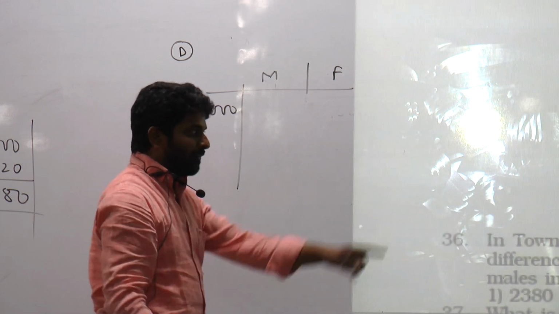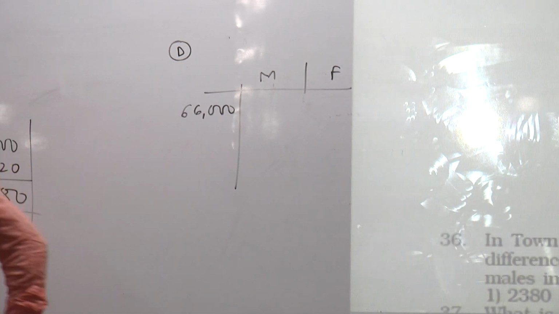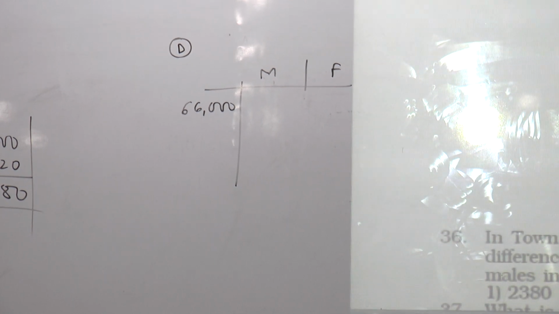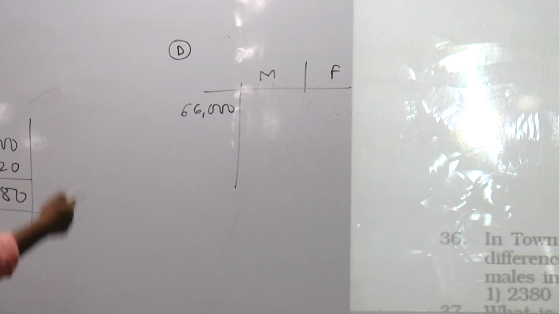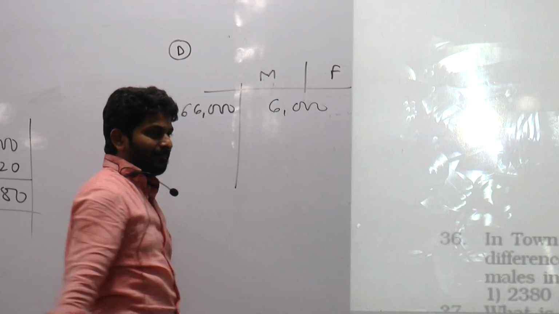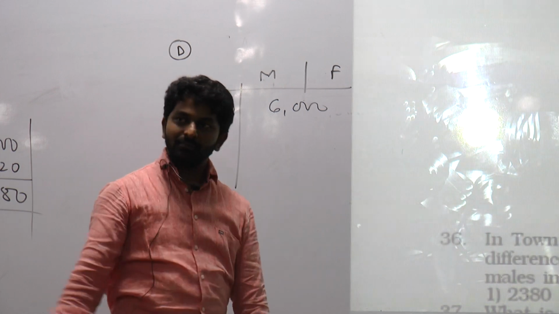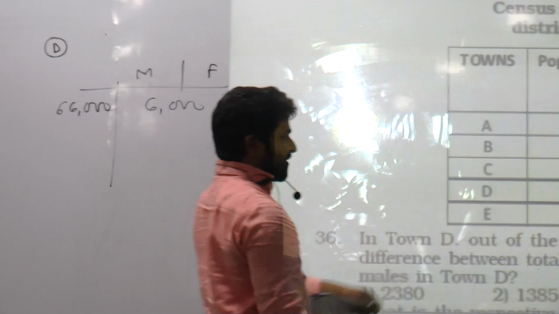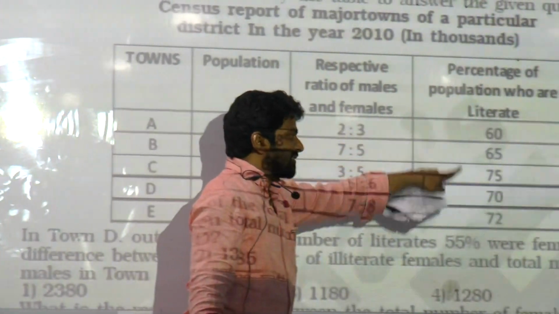1 part. Total number of parts? 11 parts. 11 parts is equal to 66,000. 1 part is equal to 6,000. Difference is 1 part only, right? So total difference is 6,000 here between male and female. Whose count is more? Female. And what percent of this population are literates?